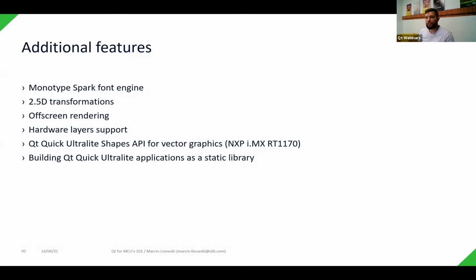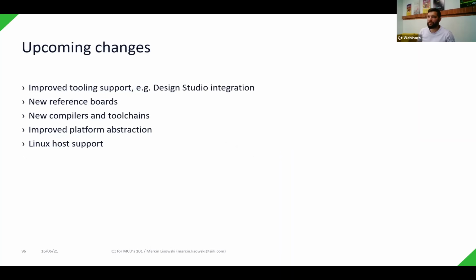We are supporting hardware layers. Some of you may remember the hardware layers from the Amigas. So this works in a similar way. We have Qt Quick Ultralite Shapes API for vector graphics on i.MX RT1170 and other boards that support that feature. We also support building Ultralite as a static library, which can be useful to create some more advanced ecosystem for the compilation. And what is going to be added in the future releases?